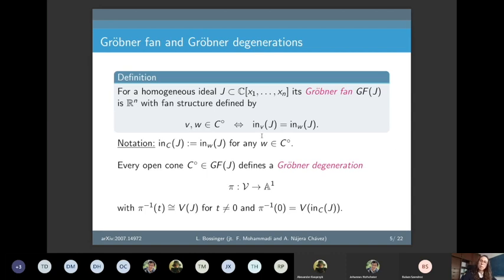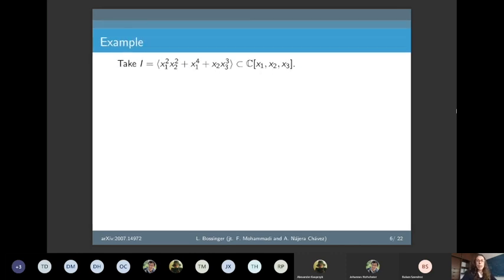So whenever I pick some element in R to the n, this actually defines a degeneration of the vanishing set of J to the vanishing set of the initial ideal. But the initial ideals can be really wild, and not all of them are particularly interesting. So let's look at an example and see how the Gröbner fan of an ideal looks like. We're going to go to a polynomial ring in 3 variables and consider this ideal generated by one homogeneous element.